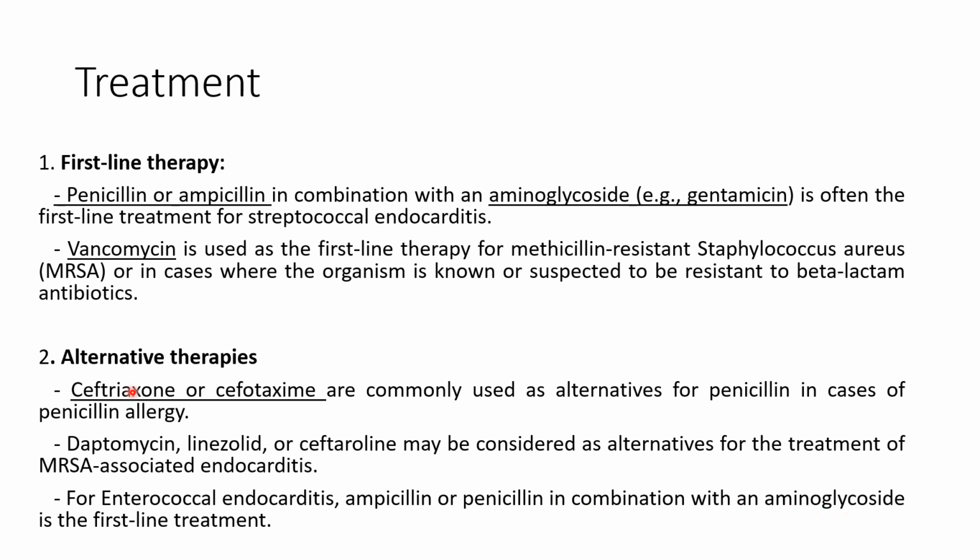So for the time being, just remember that penicillin or ampicillin in combination with an aminoglycoside is the first line of treatment for infective endocarditis. So just to summarize what we learned: infective endocarditis is an infection of the endocardium. We call it infective endocarditis.